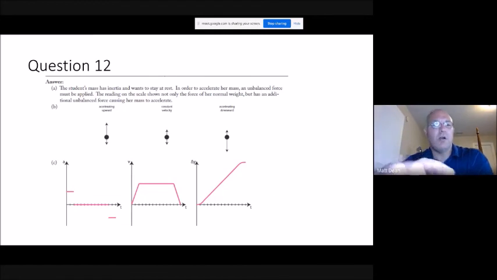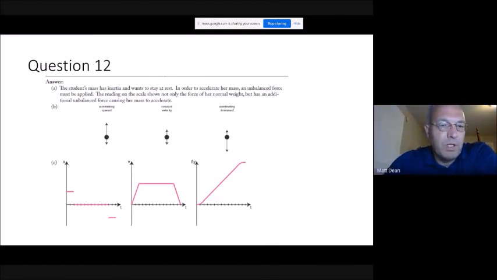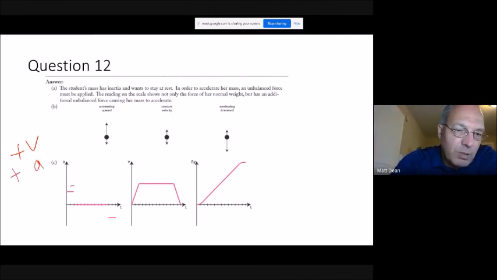So first of all, let's talk about the acceleration. For 2 seconds, he was accelerating upward and moving upward. That means he had a positive velocity and a positive acceleration. That's what we see right here. And notice that that happened for the first 2 seconds.